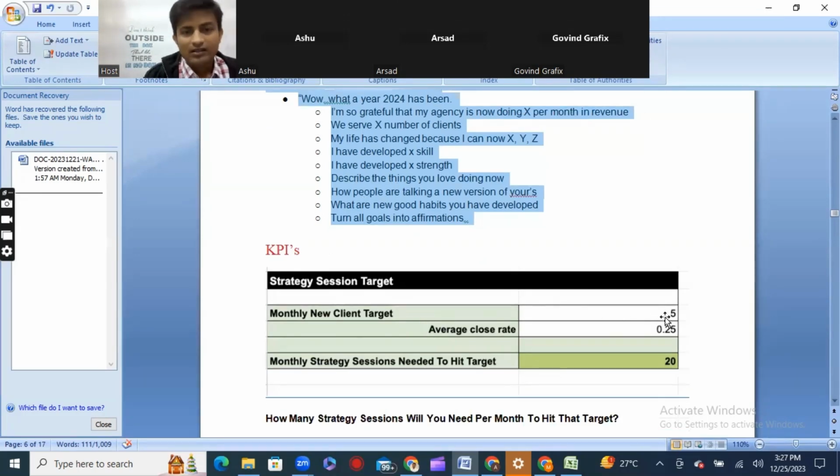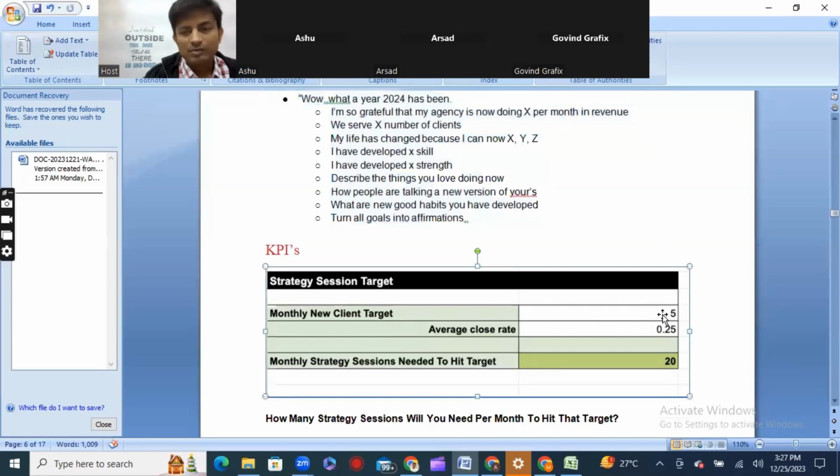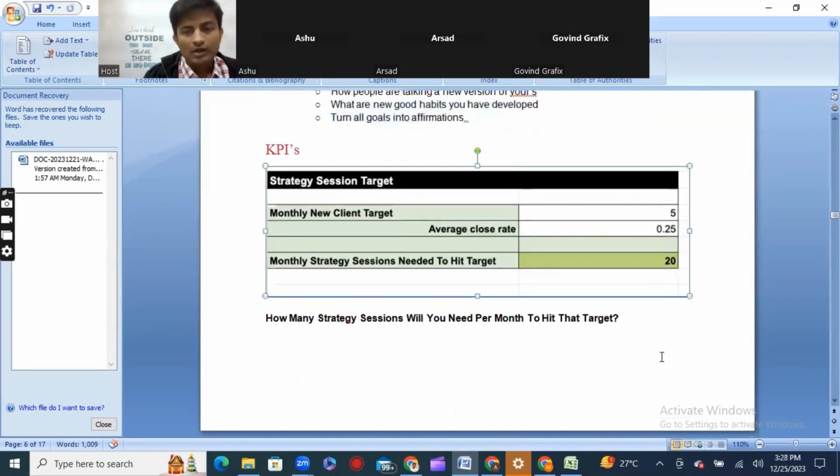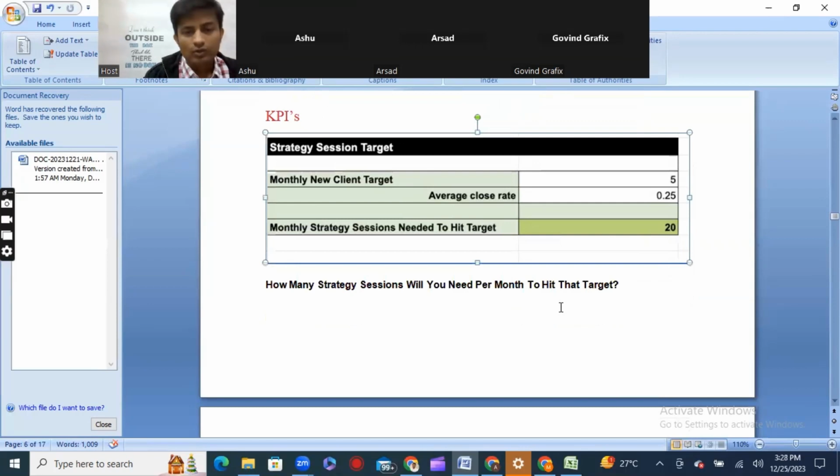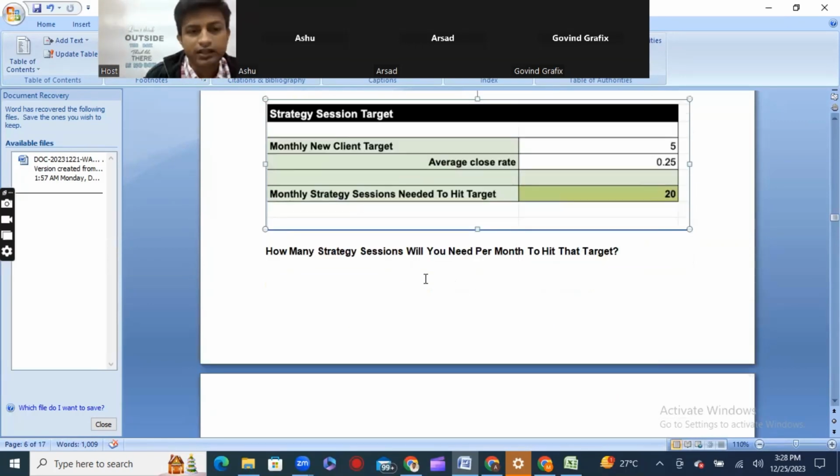For example, suppose you want 5 clients per month as your monthly goal, and you have an average closing rate of 25%. So you need to hit 20 targets. Like that, you have to calculate your numbers. For hitting 20, how many leads do you need? You calculate by reverse engineering. I will share the exact sheet for how you can do that.